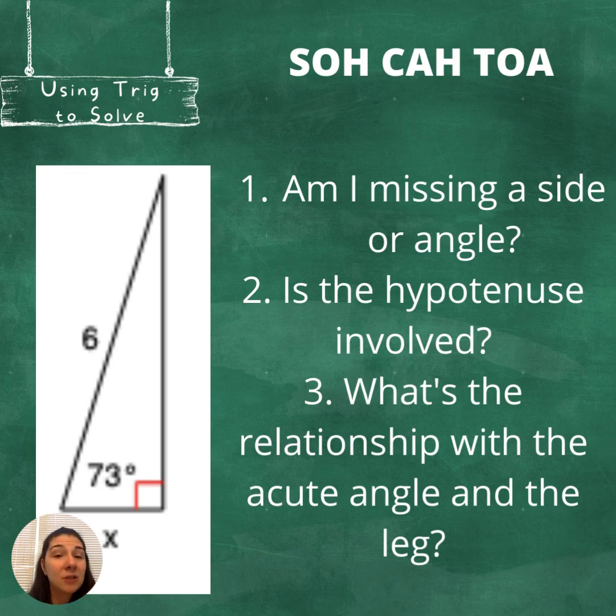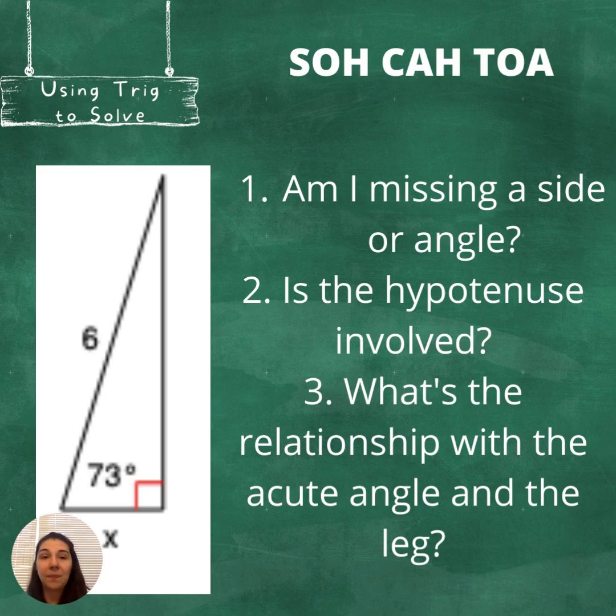So we're going to have to use question number 3, because at this point, because we're using the hypotenuse, it could be either sine or cosine. So we have to see what the relationship is with the angle measure, which is 73 degrees, our bottom left angle, and the leg, which has the X on it. If you look, they are adjacent. They are next to each other, which means that we're using cosine.